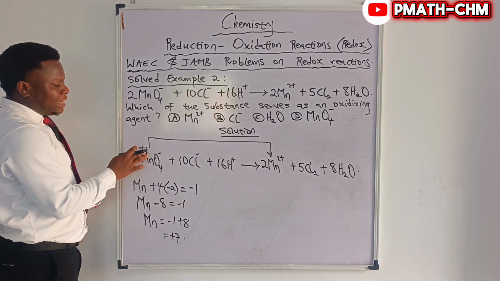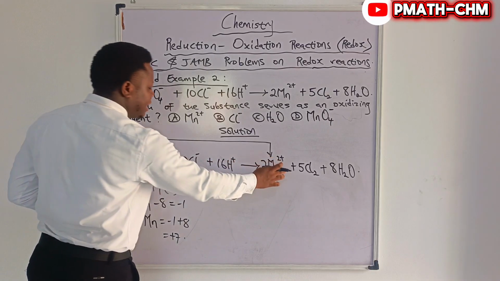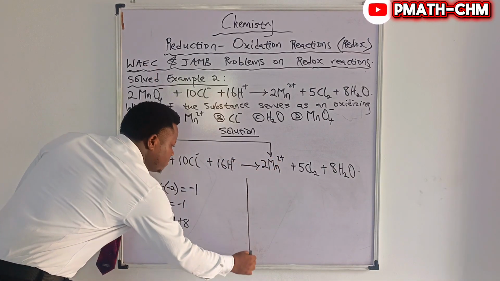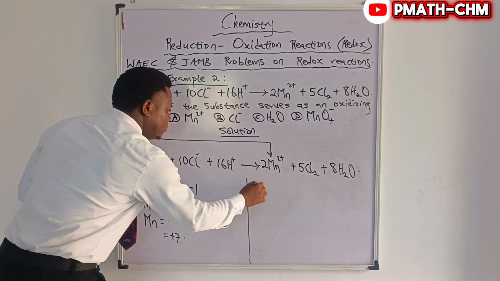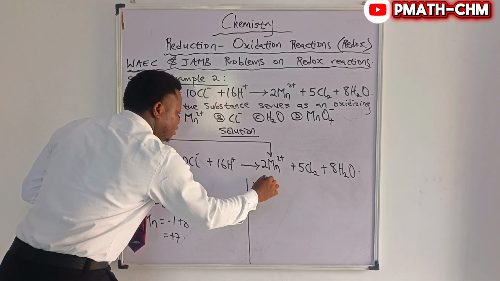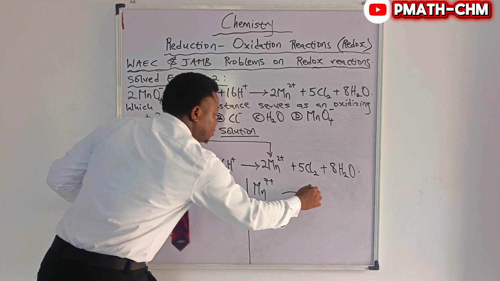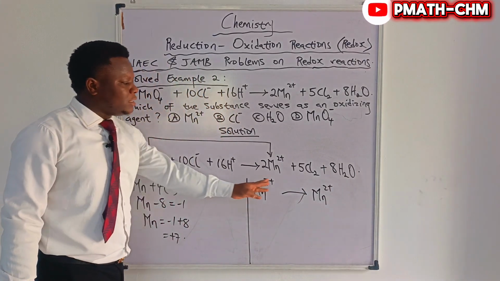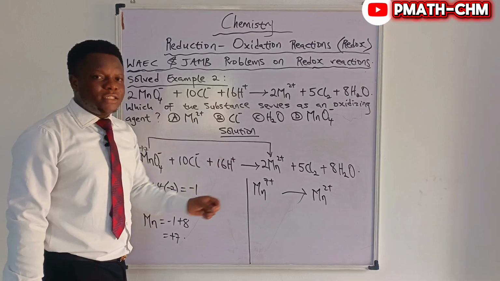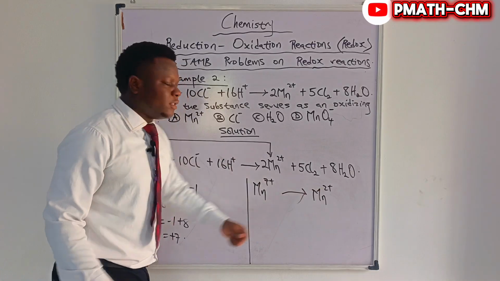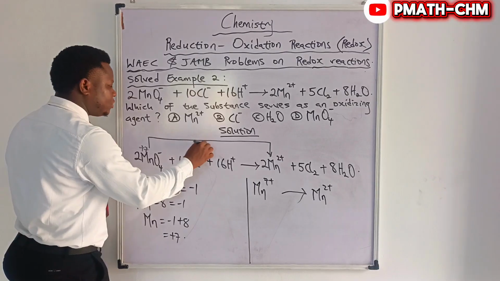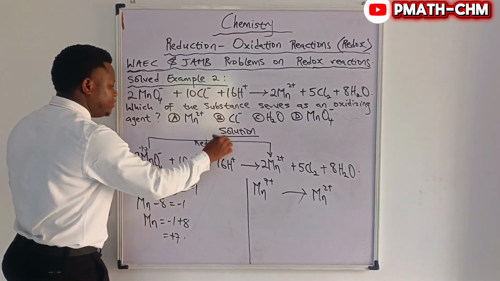So we now know that manganese here is +7, whereas manganese here is showing us a charge of what? Showing us a charge of 2. So from Mn7+ it transitions to Mn2+. So you ask yourself, is this an increase or a decrease? Of course, it's a decrease. So it means that what? This compound is being reduced. This compound is being reduced.